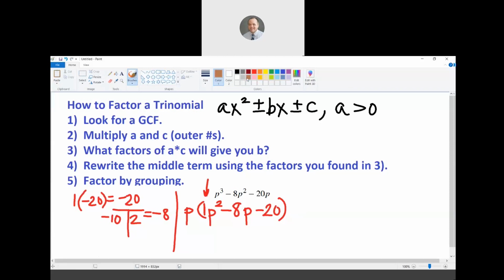Step 4, rewrite the middle term using the factors we found in step 3. So bring down everything and rewrite negative 8P as, in no particular order, negative 10P plus 2P.